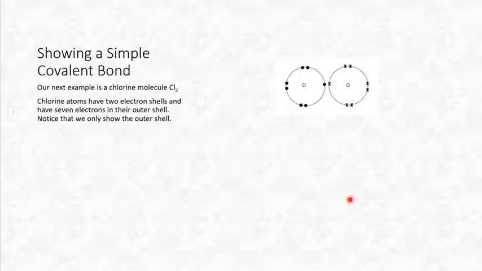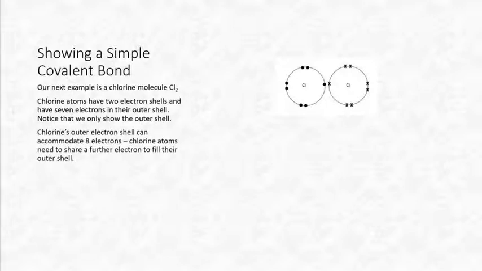Okay, another example we're going to look at is the chlorine molecule, Cl2. There we go. Each chlorine atom has two electron shells, and they have 7 electrons in their outer shell. So if you look at each of those atoms, you'll see 7 electrons in their outer shells. I've just used dots and crosses to distinguish between the two atoms. Actually, those electrons are, of course, exactly the same. The other thing you should notice is we're only showing the outer shell of the chlorine atoms. We do this with all the atoms when we're showing covalent bonding. It would get too cluttered and unnecessary to show inner shells.